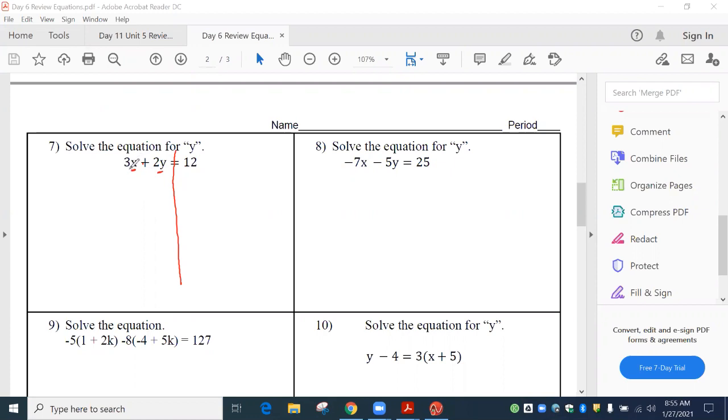And we always get rid of it by doing the opposite. So if it's a positive, what are we going to do? Very good. So we're going to go minus 3x, and then we have to do it to both sides.